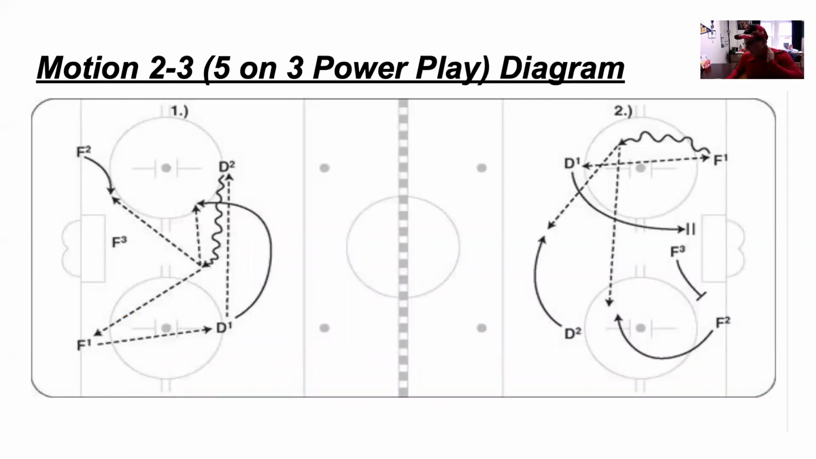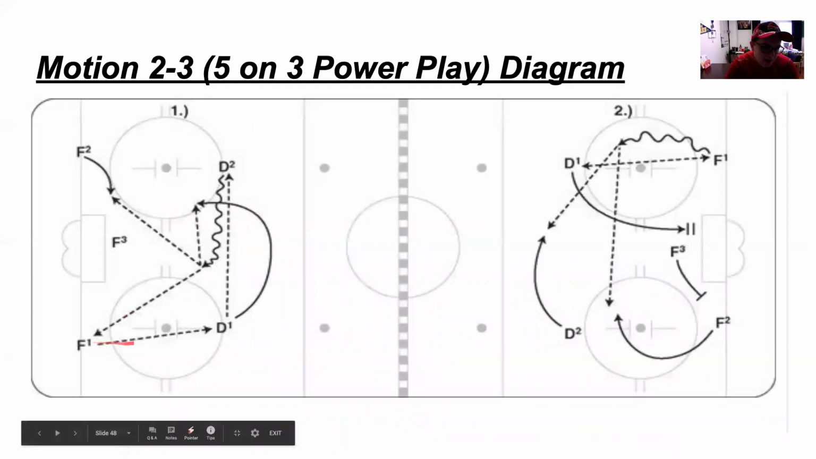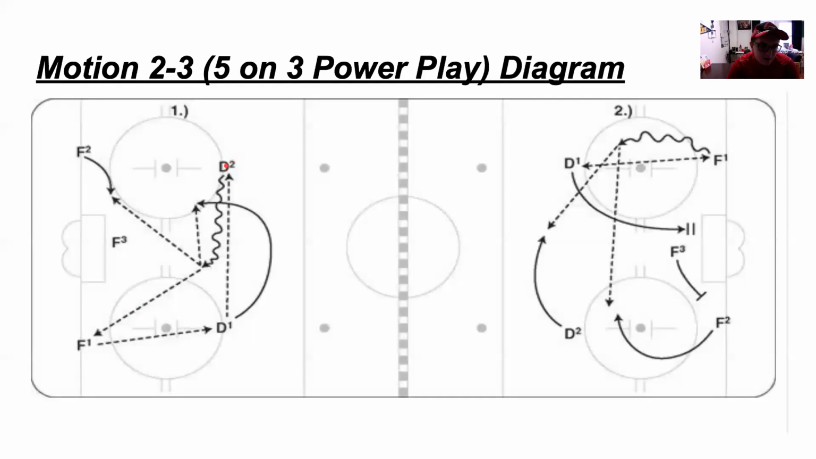So we have the first option, like we just talked about. F1 is going to make that pass to D1, who is going to make that pass to D2. After faking a shot, D2 is going to come on, fake that shot, and pass back to F1. During this, D1 is going to slide behind D2, and D1 will be here.